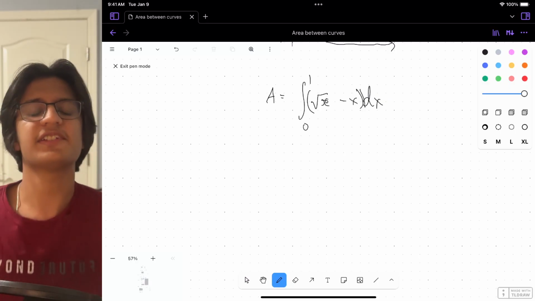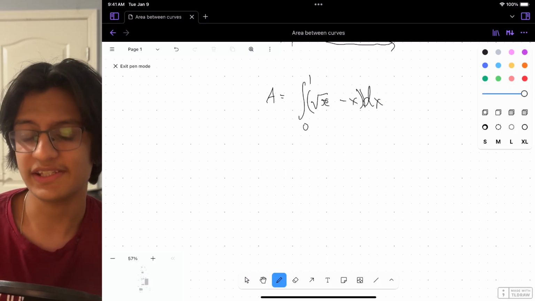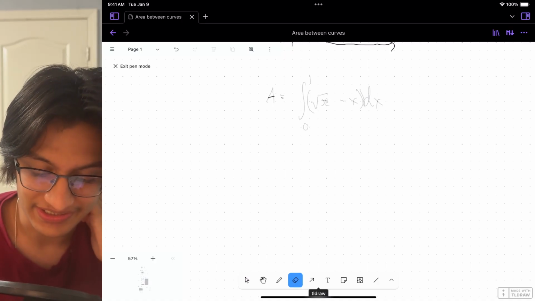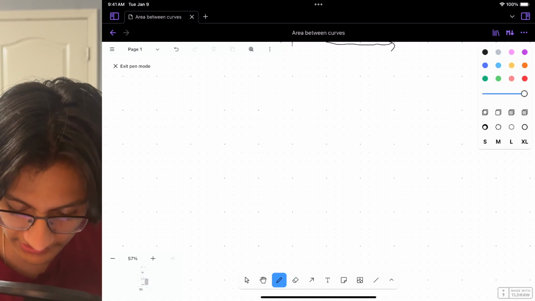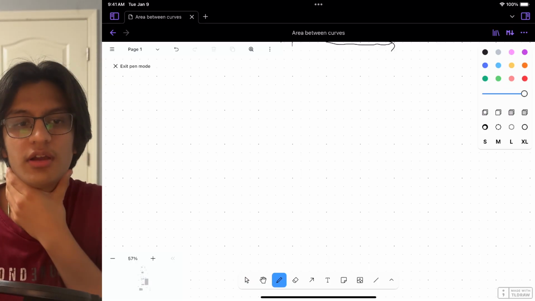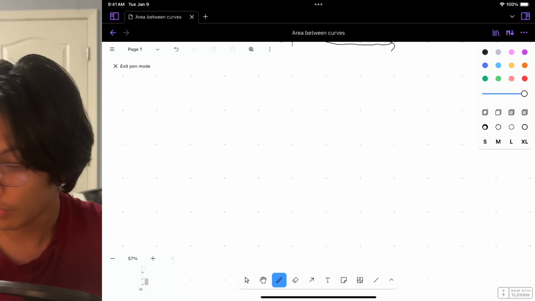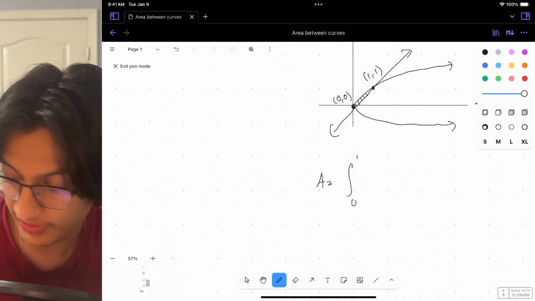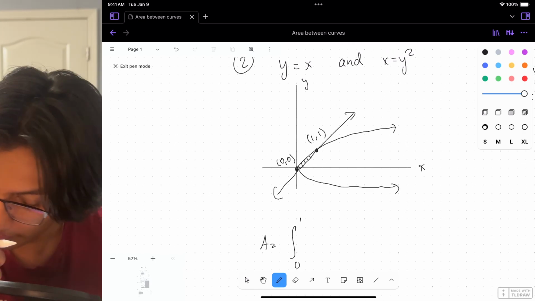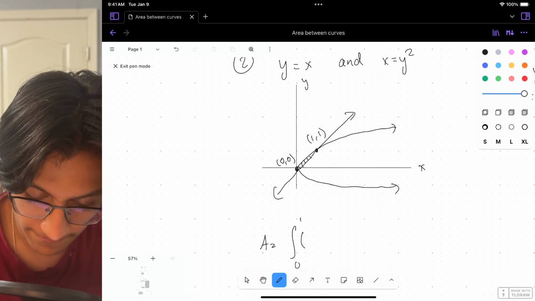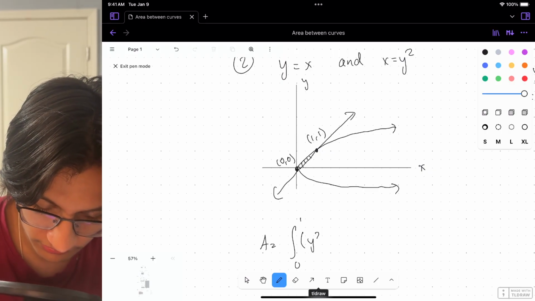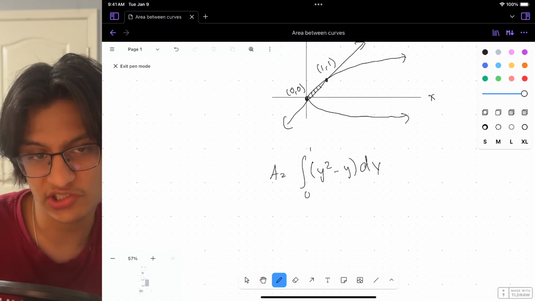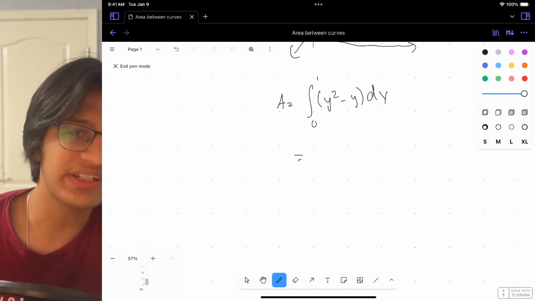Now, actually, upon setting up this integral, I realized, what if it's easier to do with horizontal rectangles? I'm so sorry, guys. It just came to me; when you're making these videos, you don't really have time to think about this. But what if we use horizontal rectangles? So we're going from 0 to 1. It's the same thing, right? Of the top curve, which is going to be y squared minus y dy. And I think this is going to be easier to integrate, actually, because the other one, we were dealing with square roots and stuff.